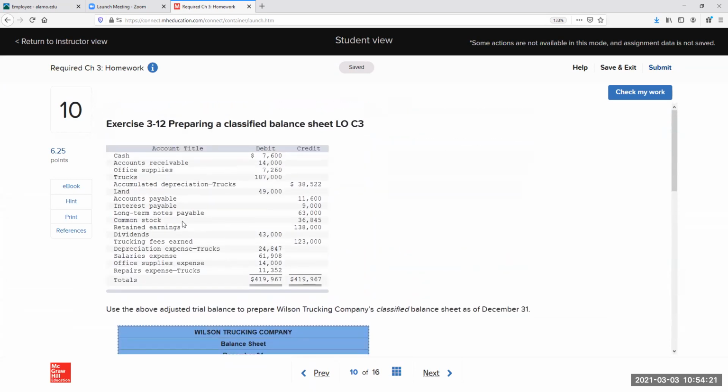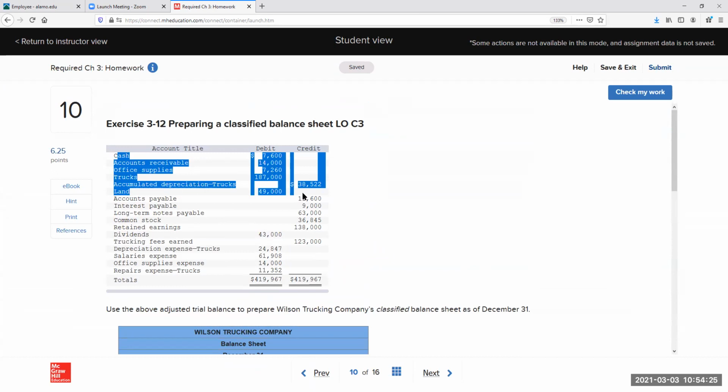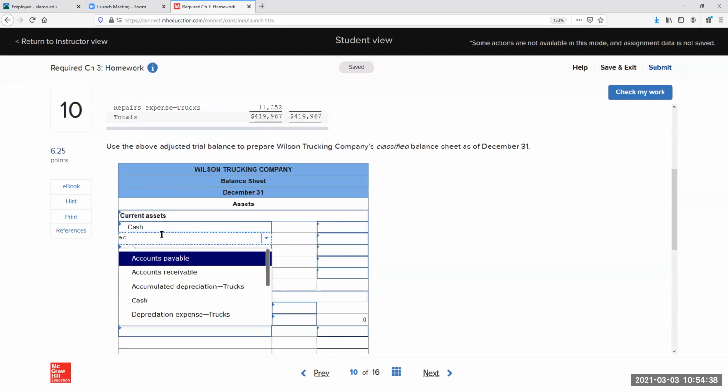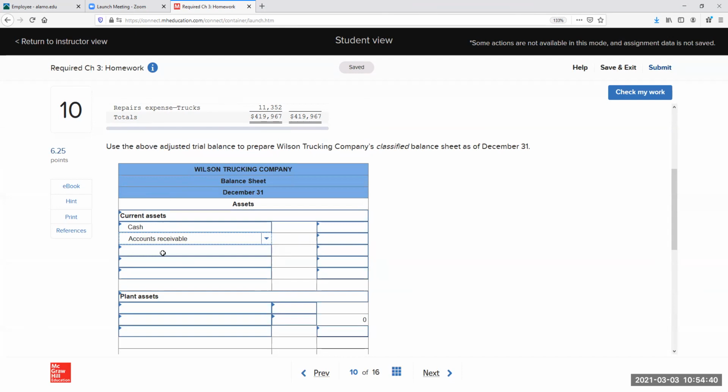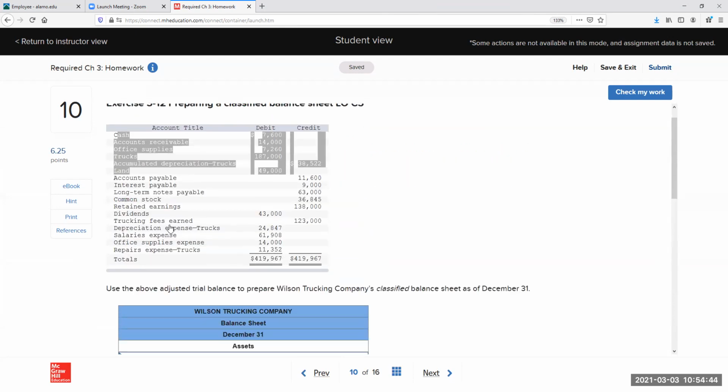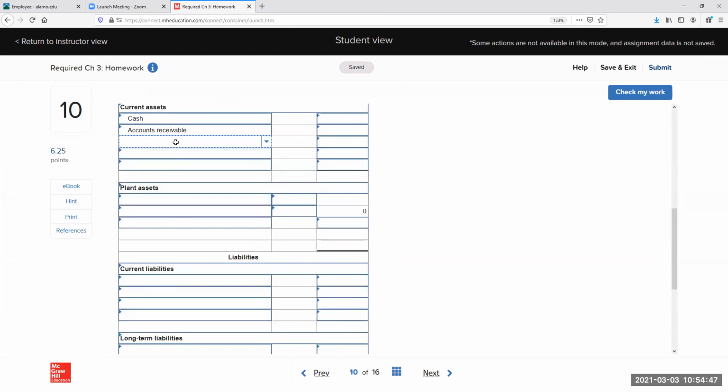So now, what are current assets? Remember, the assets are right up here. Here are the assets: cash, receivables, supplies, trucks, and land. So you're going to put cash, accounts receivable. Do we have, what was it? Supplies? What else do we have? Oh, office supplies starts with an O. Office supplies. And what are our long-term assets?